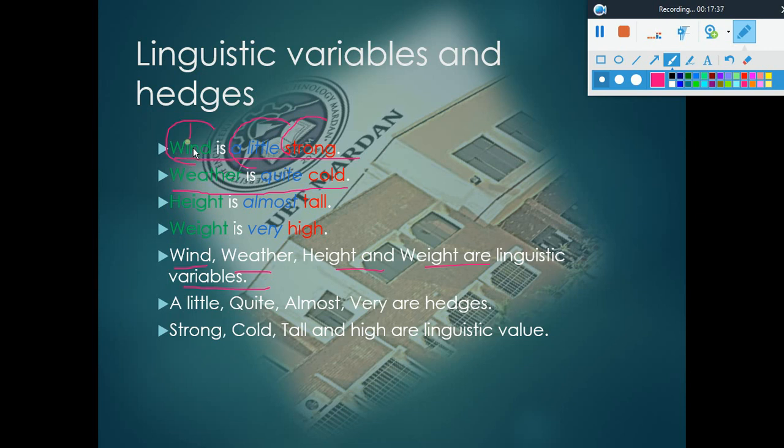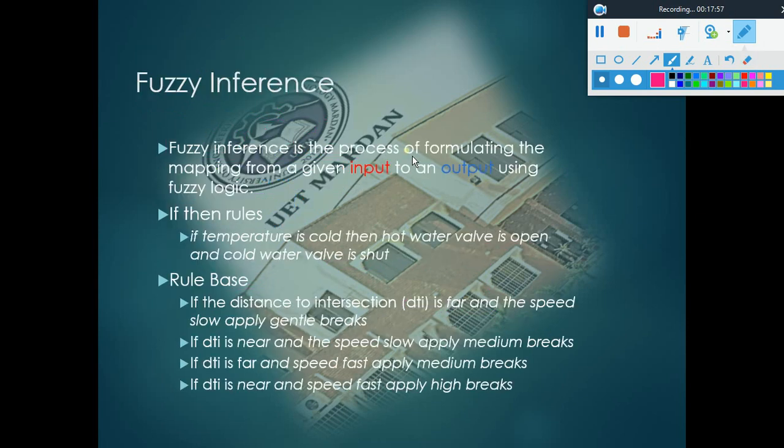This is a linguistic variable, and for that linguistic variable, strong is a linguistic value. These we can say are called hedges. So hopefully you will understand these terminologies. Now we will discuss fuzzy inference.